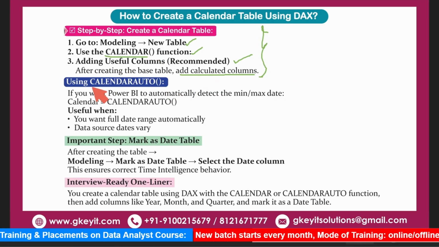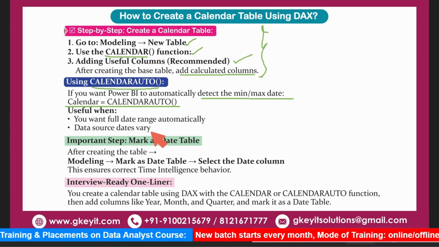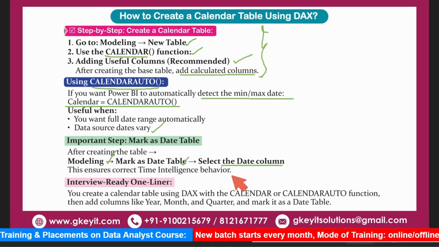There is another approach, that is by using the CALENDARAUTO function. If you want Power BI to automatically detect the minimum and maximum dates, Calendar = CALENDARAUTO(). You can use this function. It is useful when you want the full date range automatically, where data source dates vary. Here the important step for both of these is we have to mark as date table. For that we have to get into the modeling, mark as date table, and select the date column in that list. This ensures correct time intelligence behavior.